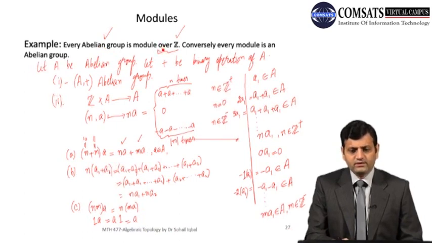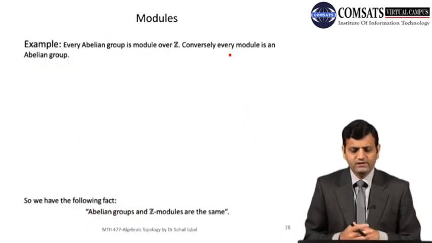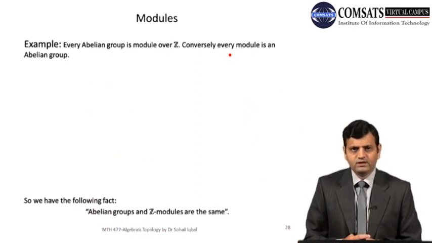And conversely, why is every Z module an abelian group? Very trivially, in the definition of the module, we require the set to be an abelian group. So every module is an abelian group. So we can say that abelian groups and Z modules are the same thing. Whenever I use the phrase consider this Z module, it is the same as saying consider this abelian group.